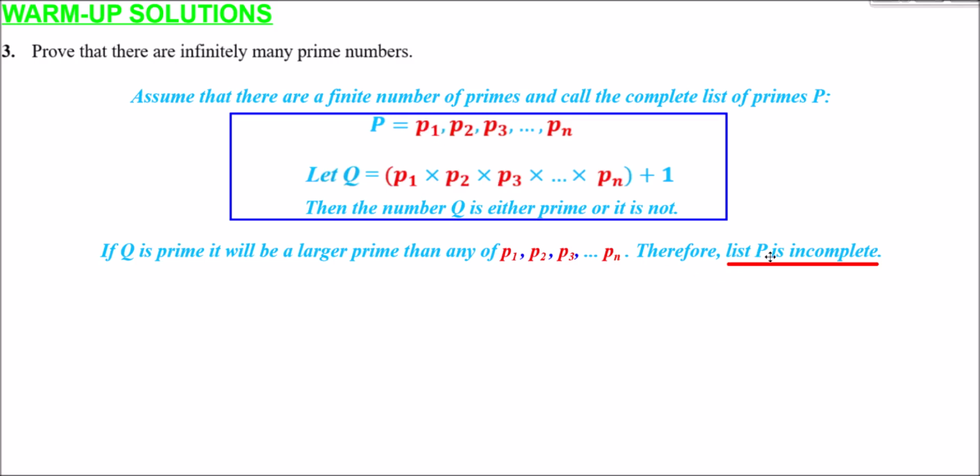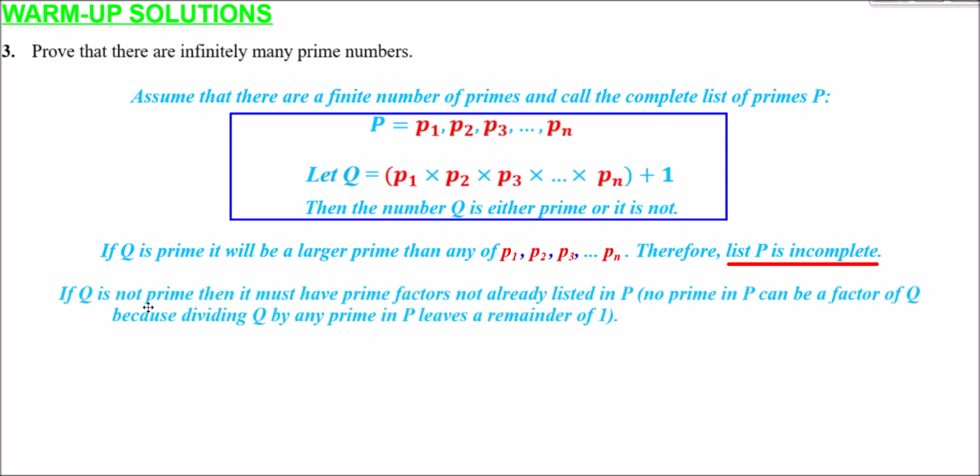Therefore, list P is going to be incomplete, because if Q is prime, Q is going to be a bigger one than any we've already listed in P. The other case is if Q is not prime. Well, if Q is not prime, then it must have some prime factors not already listed in P, because if Q did have some prime factors in P, if you divided Q by any prime in P, it would always leave a remainder of 1.